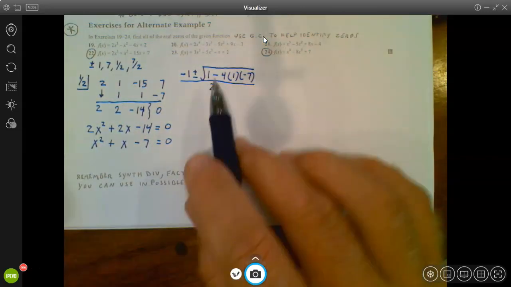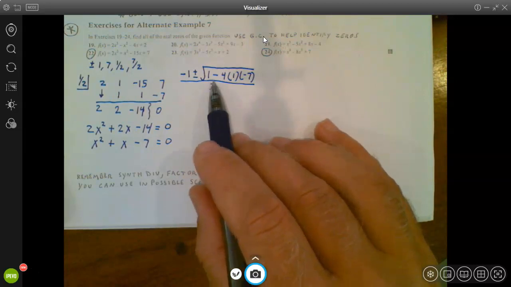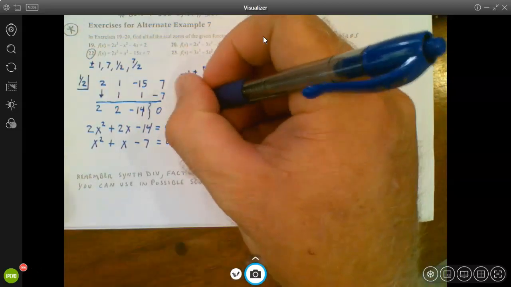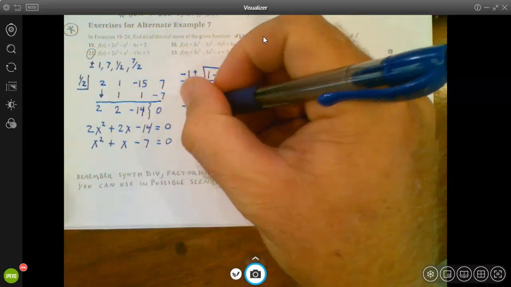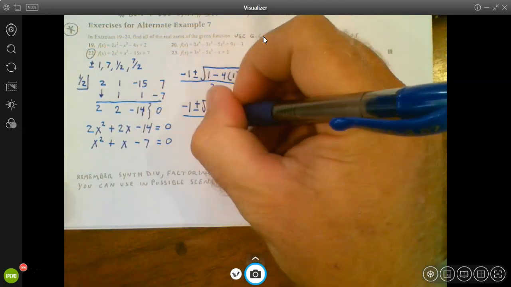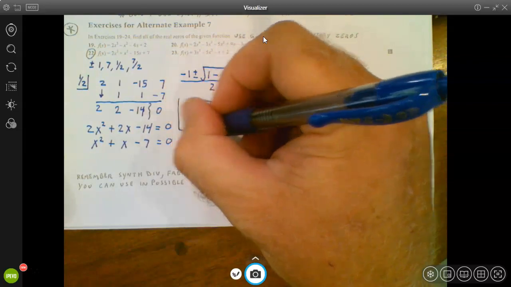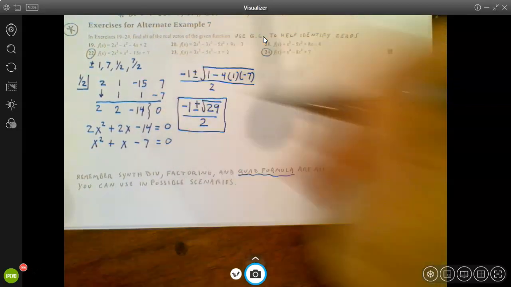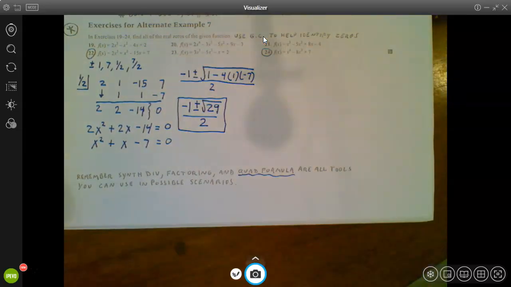Let's do a little cleanup on this. Under the radical, I am looking at 1 plus 28. So, and those two answers represent those other values that we were seeing on the graph, which are not rational numbers. Obviously, square root of 29 is not rational because it's not a perfect square. So there's our 2 remaining missing zeros.